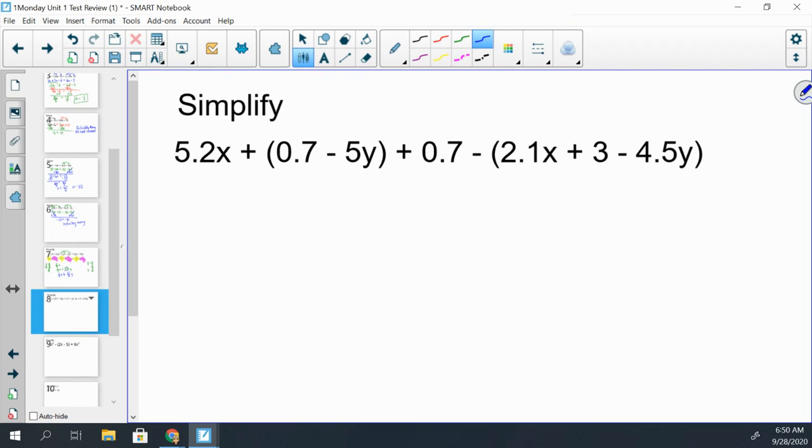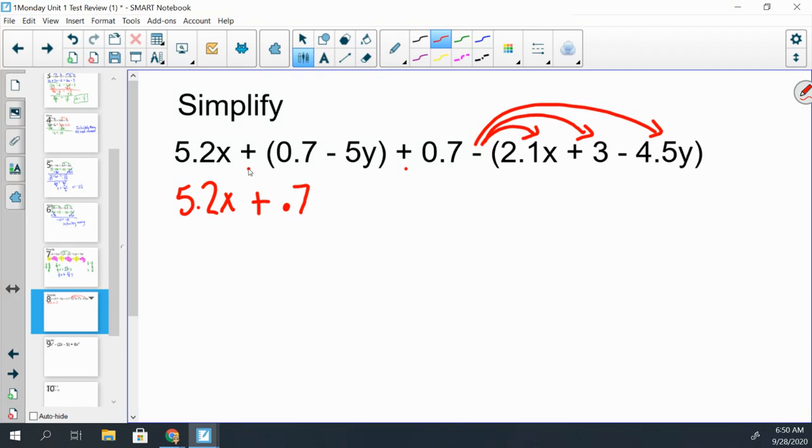Okay. Same type of thing, only now we have some decimals instead. These are all positives here, so I don't need to worry about. The only one I need to worry about is this negative here that it has to distribute in. It's like having a -1 times all of that. So I still have 5.2x here plus, and since it's just positive, it really doesn't change. So I can just put plus 7 minus the 5y plus 0.7 again.